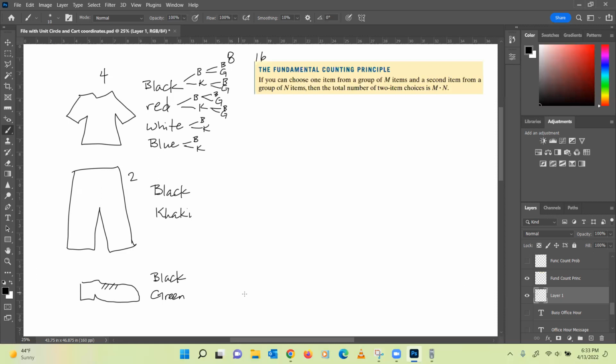Well, this follows what is called the fundamental counting principle. It says if I'm trying to choose one item from a group of M items, maybe we'll call the shirts the M items, and a second item from a group of N items, maybe the pants, then the total number of item choices is M times N. We saw that before: the number of shirts times the number of pants gave us 8 total outfits. When we had shirts, pants, and shoes, we multiplied those together: 4 times 2 is 8, times 2 is 16. Graphically we came up with 16 items, but we could also use the fundamental counting principle and get to that same 16. You just multiply the number of options in each group together, and that gives you the total number of options.